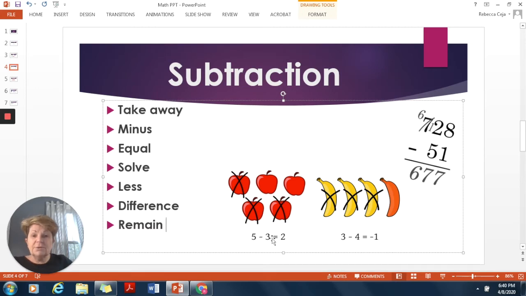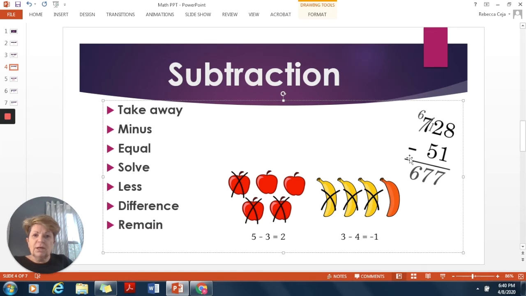Here are some examples of how we could work that out. If we have 5 and we're taking away 3, we X out 3 and we have 2. So let's look at the symbols that are being used. This is a minus sign and this is an equal sign. So 5 minus 3 equals 2. And of course, that's a very basic problem.